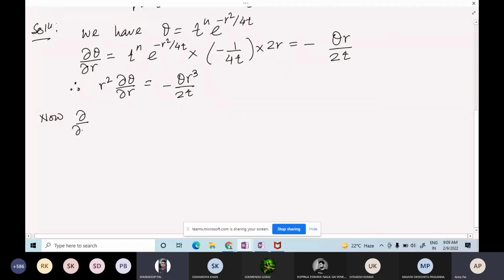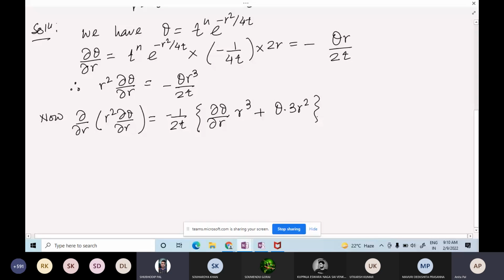Now del by del r of r square del theta by del r. That means we have to now partially differentiate this expression with respect to r. So if we differentiate with respect to r, what are we going to have? Minus 1 by 2t is constant, so we'll take it out. We'll have del theta by del r into r cube, plus theta into 3r square. We will have this, no? Yes, ma'am.